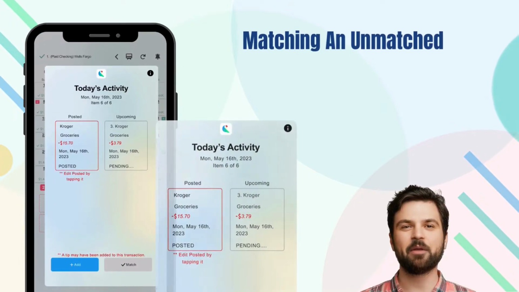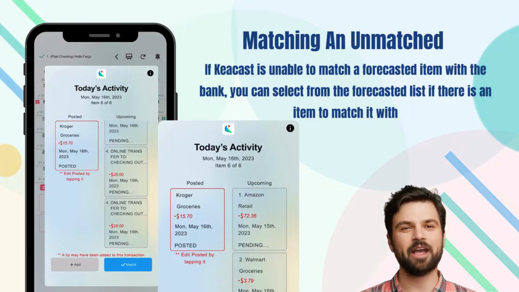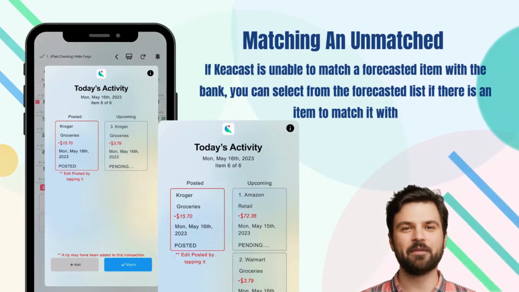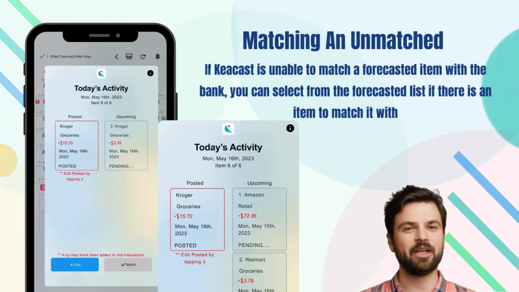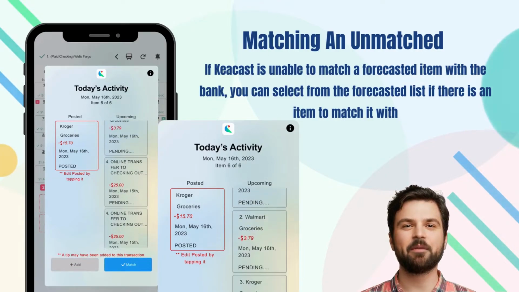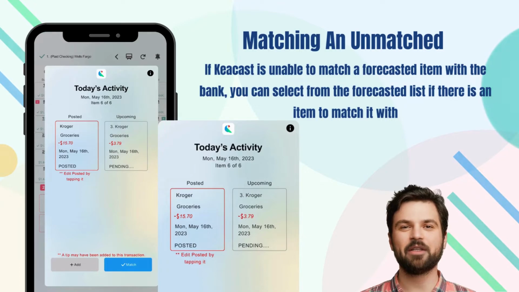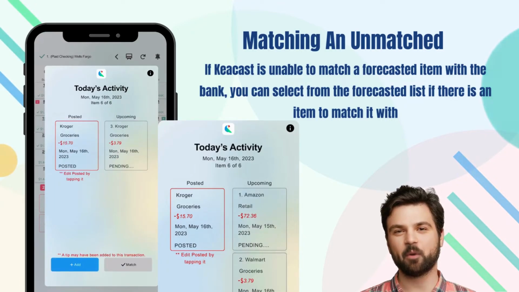Next, we have a bank item on the left that is not auto-matched. So the app allows you to look at the forecasted items to find a match to the bank. Select an item from the forecasted list on the right, and notice that the buttons at the bottom switch from add to match. If you make a mistake, just reselect the item on the right to unselect it. This allows you to continue scrolling to find another match. But matching is not required. It just allows you to swap a forecast with the bank actual.